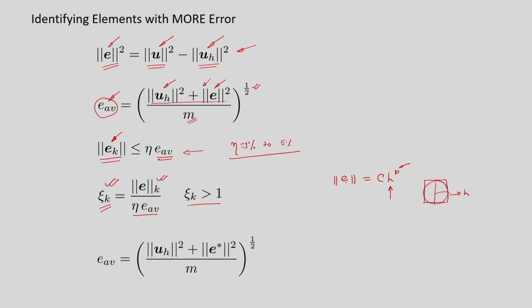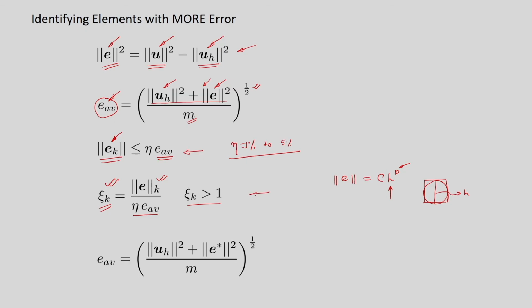So, if the energy norm error varies proportionally to h to the power p, if I decrease h, obviously my energy norm error will decrease. So, if that kth element is not fine with us, if its energy norm error is more, what we can do in the subsequent refinement step is divide it into smaller elements, so that the error contributed by that element reduces. Alright.